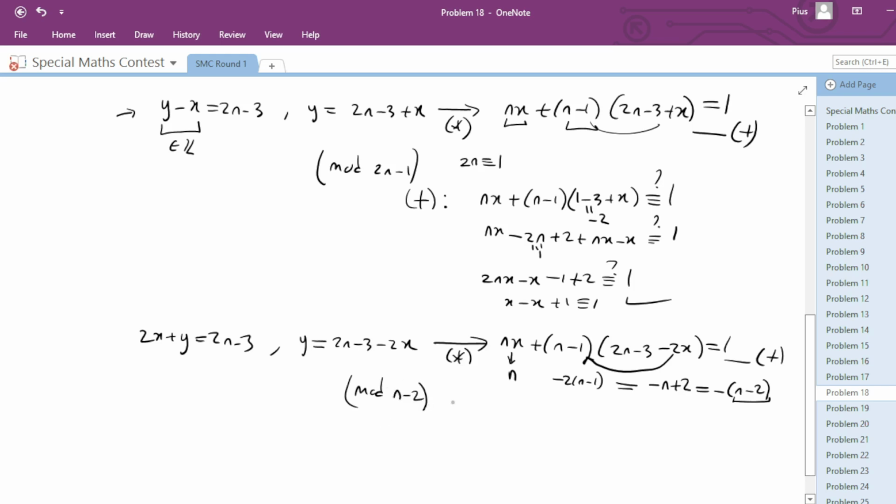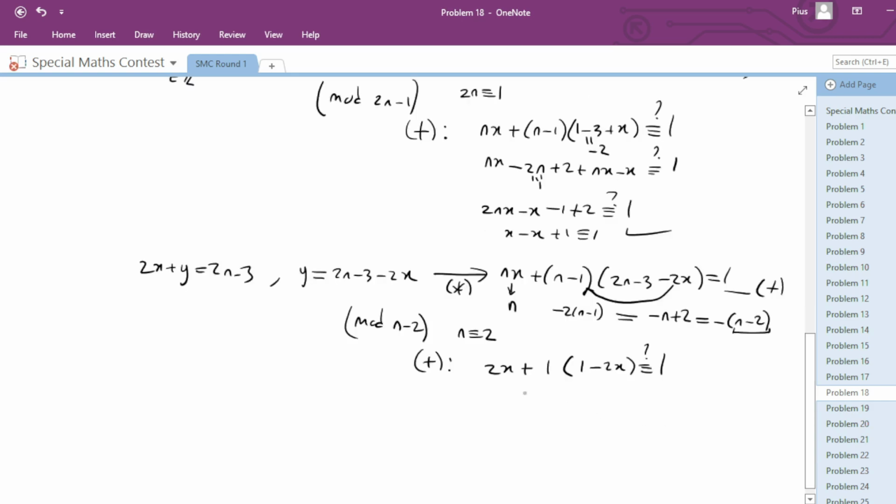So take mod n minus 2, and of course here n is congruent to 2. We use that to simplify star. So this will be 2x plus 1 times (4 minus 3), which is 1 minus 2x. So I want to check where this will be congruent to 1. So when you expand this, you just get 1. 2x will cancel with 2x, congruent to 1. So this is also correct.